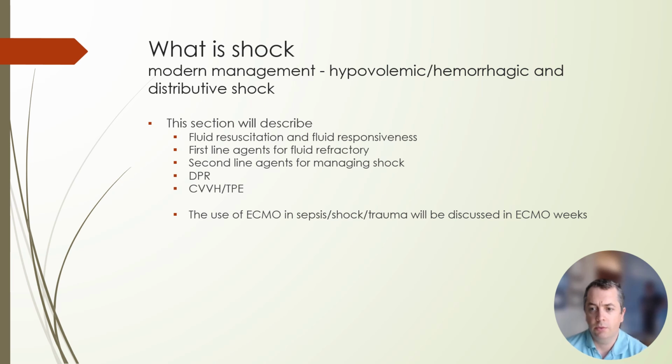All right, we're going to talk about modern management of the main types of shock you'll see, which are hypovolemic, hemorrhagic, and distributive shock. This section will describe fluid resuscitation, fluid responsiveness, first line and second line agents for fluid refractory shock, as well as direct peritoneal resuscitation and some other more experimental things. The use of ECMO in sepsis, shock, and trauma is discussed in the ECMO weeks, which are up.